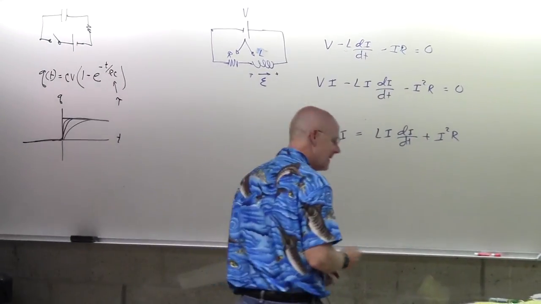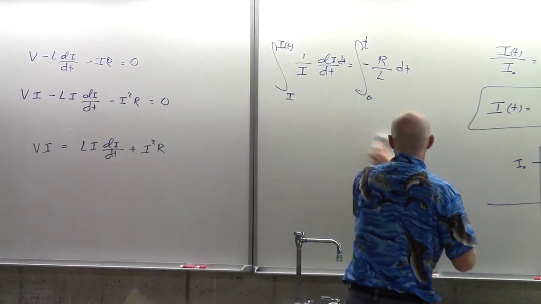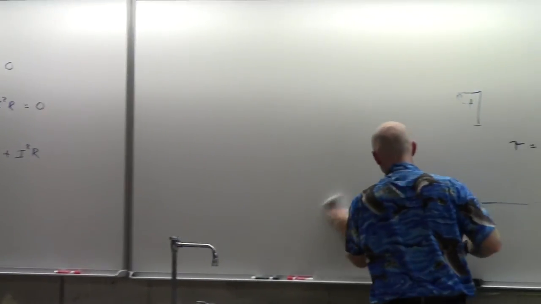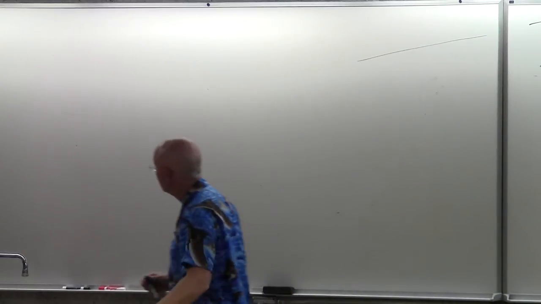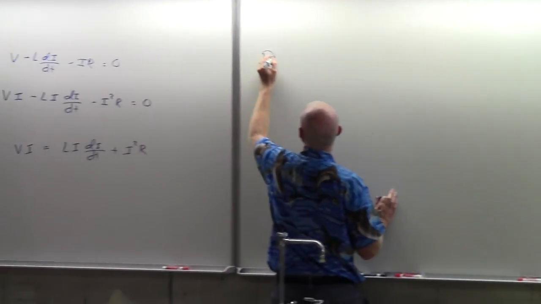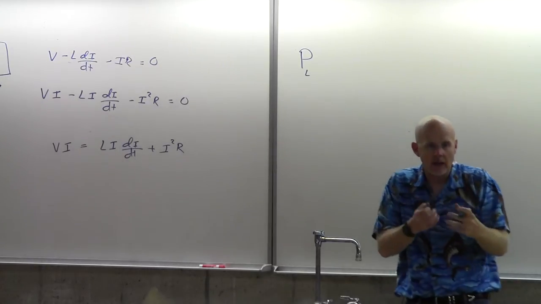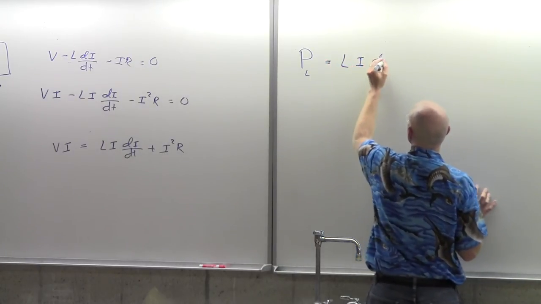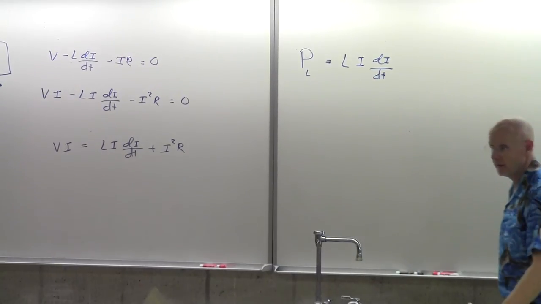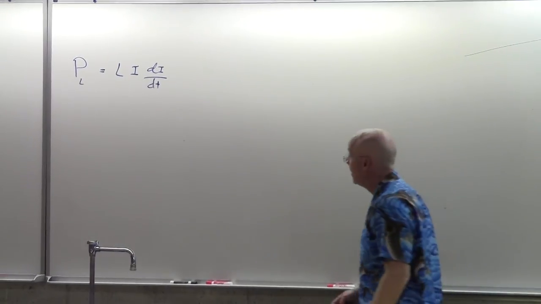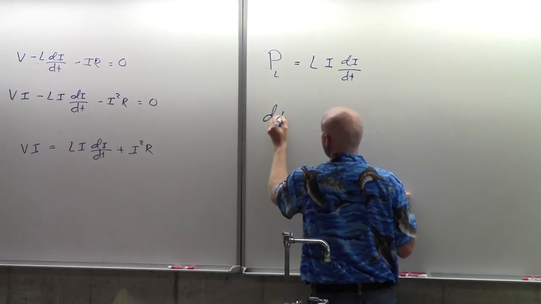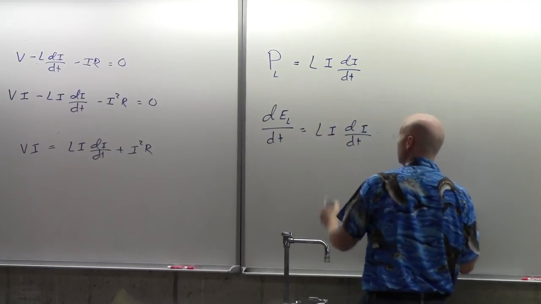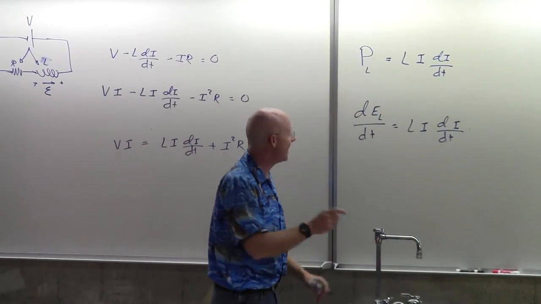And so the rate at which we are adding energy to our inductor is L I dI/dt. That is the rate that energy goes to our inductor. So if I write this as P sub L, the rate at which energy, power, is going to my inductor, that would be L I dI/dt. Fair enough? And if I remember that power is the rate at which energy is going to my inductor, and I write that phrase mathematically as a differential, then I have an equation that has energy in my inductor.